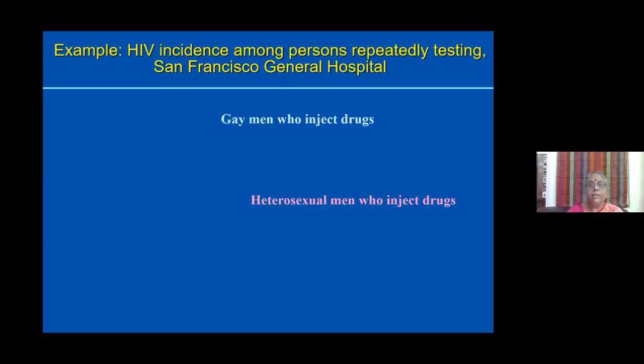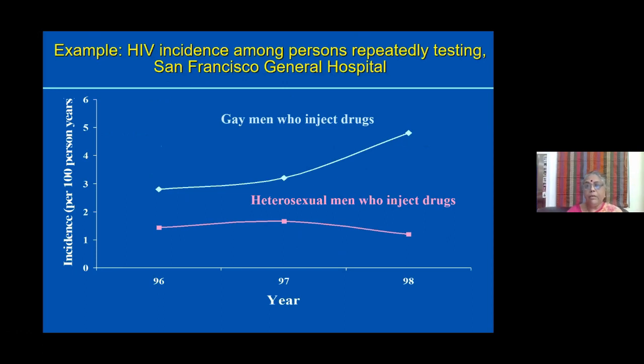So this is an example where you are studying two groups: gay men who inject drugs, and heterosexual men who inject drugs, and you think that there is going to be a difference. So you go back in time, you see the records or you have the blood samples preserved, and you look for incidence among these two groups. And then what do you find? That among gay men who inject drugs, the incidence is higher than among heterosexual men who inject drugs.